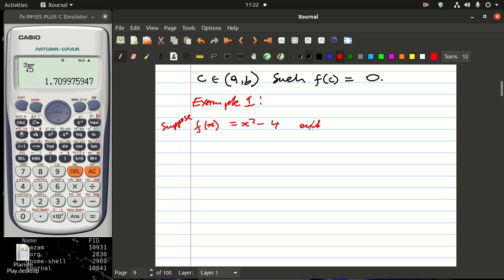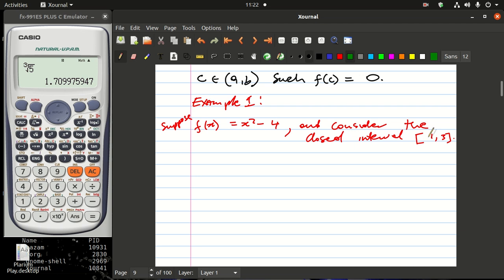and we consider the closed interval. So I'm going to consider the closed interval. I'm going to say I have 1 and 3 here. I have a closed interval. Now, if you look into this particular function here, the first thing that you need to do here is very simple.